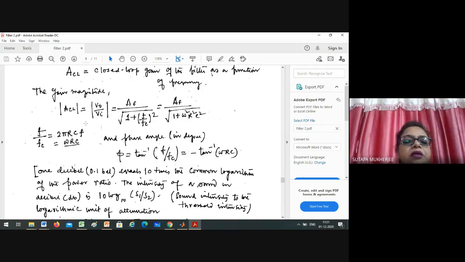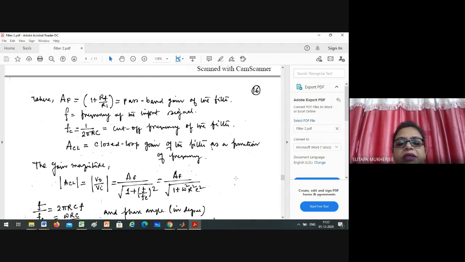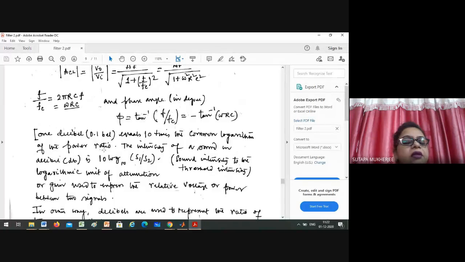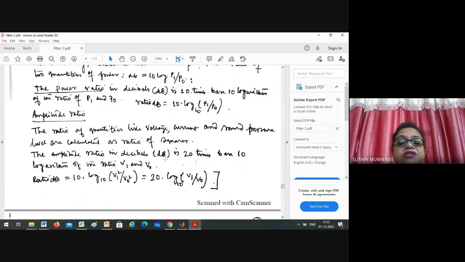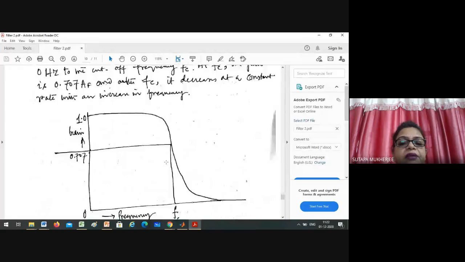আজকে আর হবে কি? So this is the gain magnitude V0 by Vi, AF by root of 1 plus F by FC whole square. This is the magnitude. Magnitude মানে কি root of this plus this square. So A by omega square R square C square, যেটা আবার omega RC তে convert করেছি. This is the phase angle, tan inverse F by FC that is equal to minus tan inverse omega RC. এটা যদি রাইট ডাউন করো তাহলে এটা বুঝতে কোনো প্রবলেম হবে না.